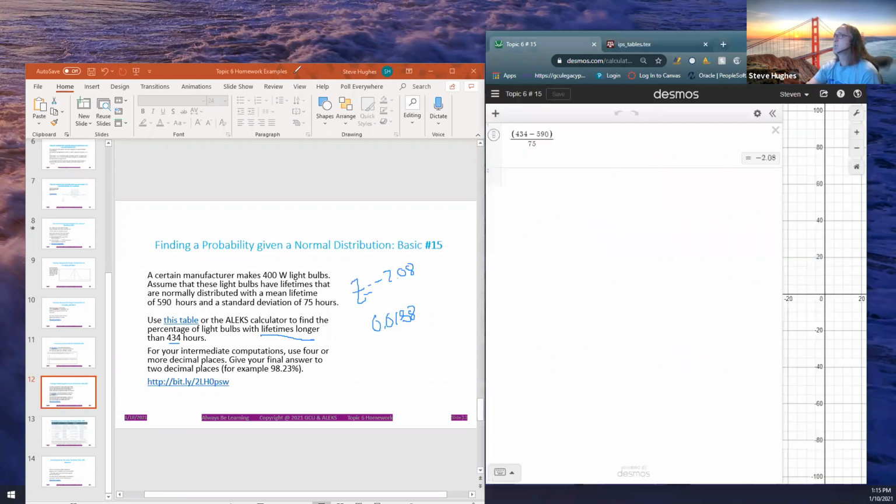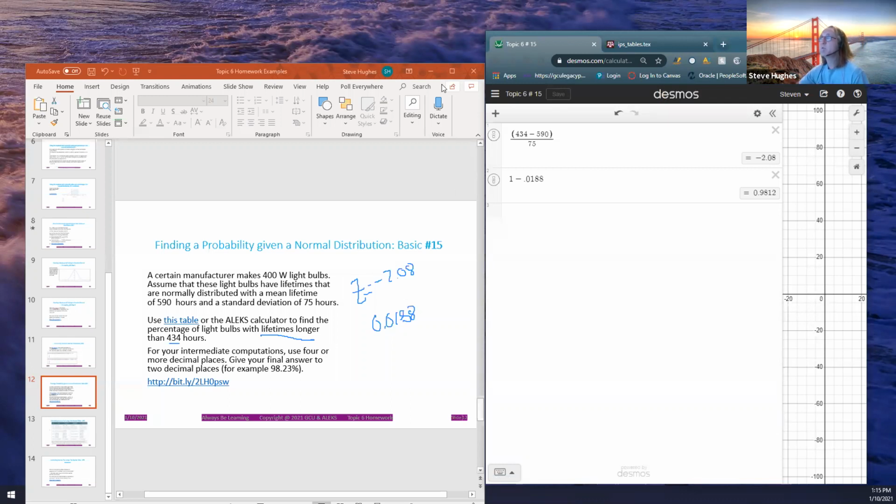Let's go back to our calculator. 1 minus 0.0188 is 0.9812. Why did I take 1 minus? Remember, I want to find the area to the right, and I was given the area to the left. So I subtract 1 minus that area, and it's 0.9812.